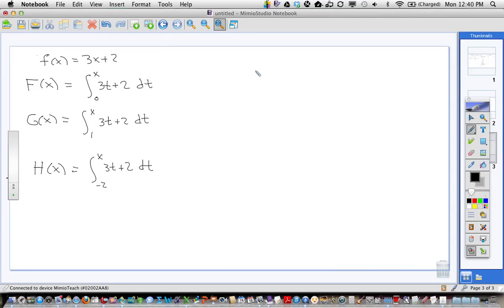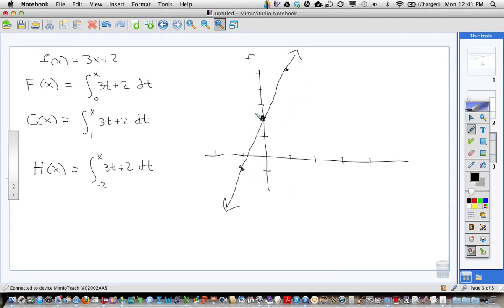So here's what we're going to go through. On this page, let's do big F. We want to make a pretty decent picture of little f here. It's going to have a slope of 3, which means it's going to go down 3, left 1, and up 3, over 1. Something like that. So that's the little f function for 3x plus 2.